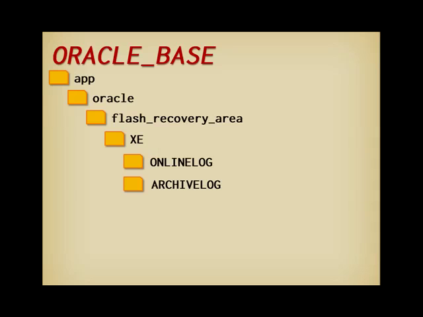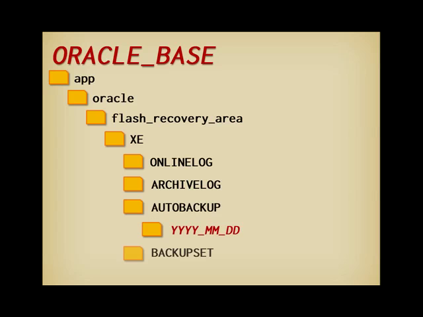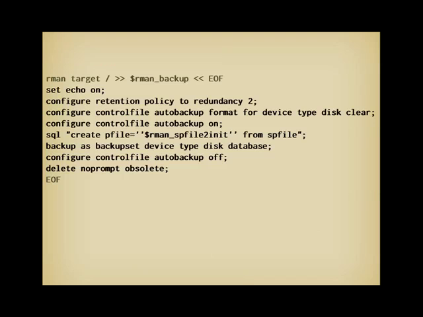If you run the backup script, you'll discover two new subdirectories in the flash recovery area. One is called AutoBackup, and under it you'll find a subdirectory the name of which is actually a timestamp for the day. The other one is called Backup Set, and it also contains a timestamp directory. In both timestamp directories, you'll find a file with a .bkp extension, which is a backup set. I'll try to explain the magic by taking a look at the script that is launched.